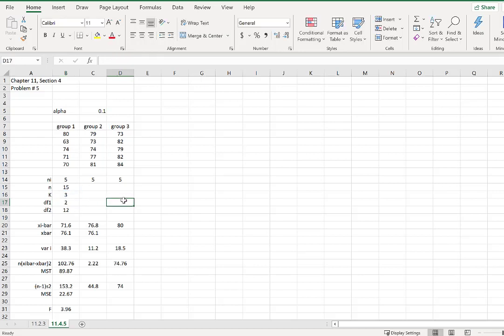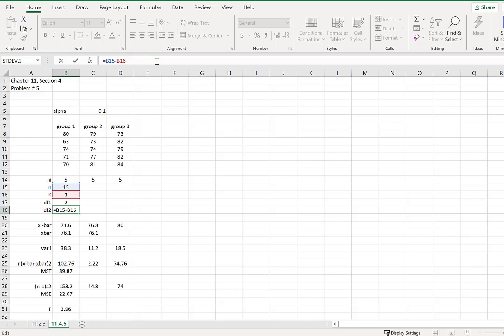And then our degrees of freedom 2 is our total number of N, so the total combined sample size, subtracting from that the number of different groups. So here I've got the blue cell B15 minus the red cell B16, so N minus K, which is what we just said. And that gives me 15 minus 3, or 12. Okay, there's some of the things calculated.